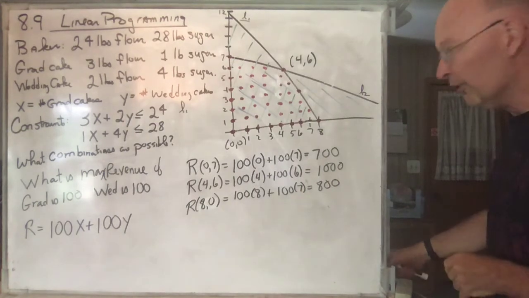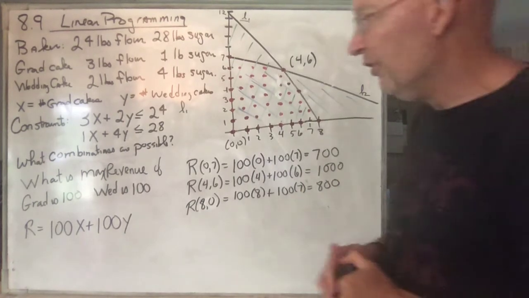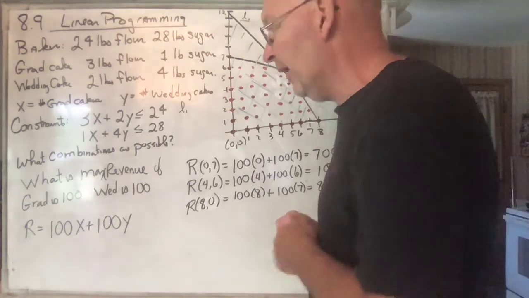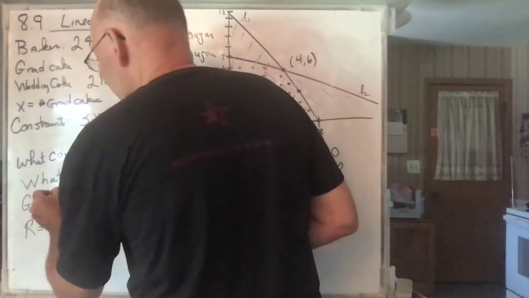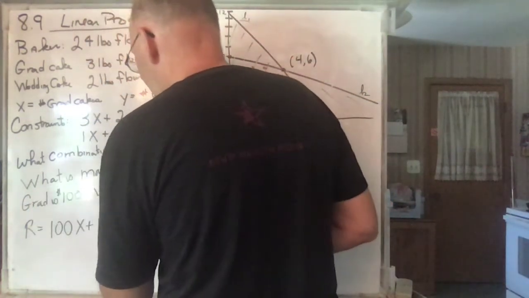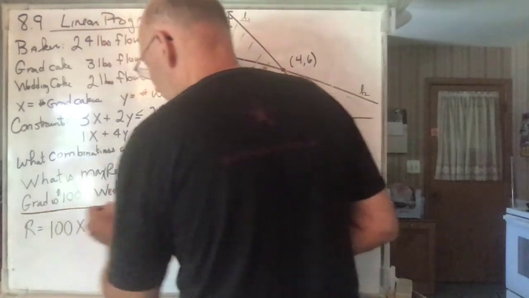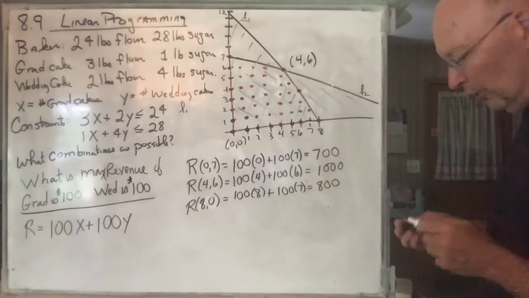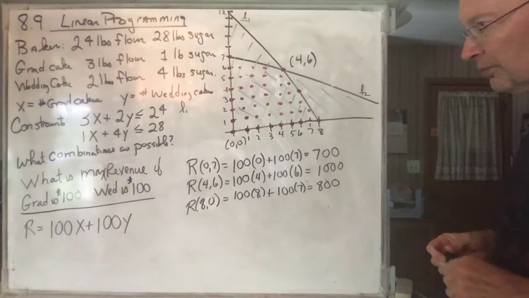So now here's the question. Suppose that he wants to sell the graduation cakes for $100 and the wedding cakes are also $100. Of all these choices, what choice should he make?